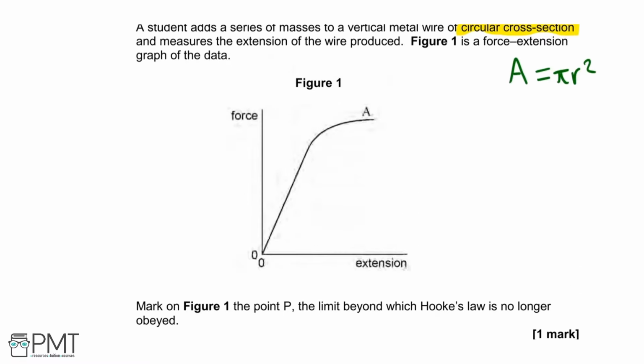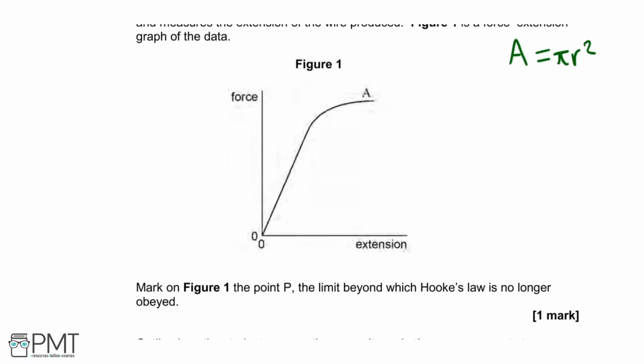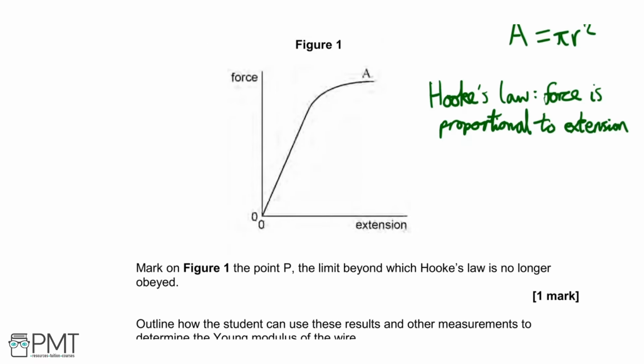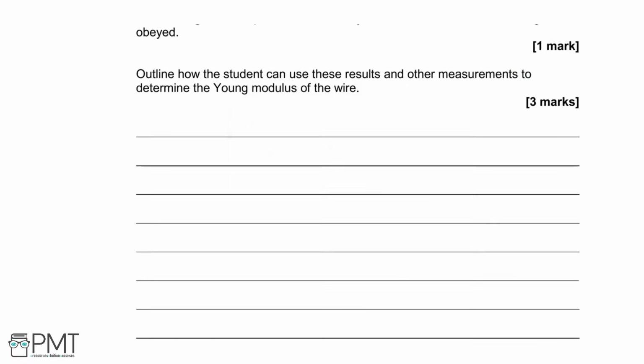Now, looking at this, we can see actually that Hooke's law region is the straight line part of the graph, because Hooke's law is where the force is proportional to the extension. So the limit at which that's no longer the case, obviously the point where it's no longer a straight line, is just at the top here. So just that point P.